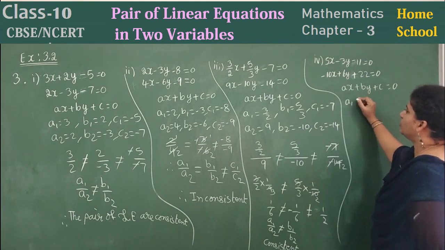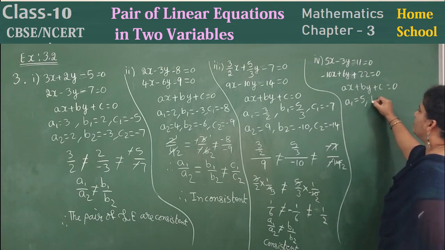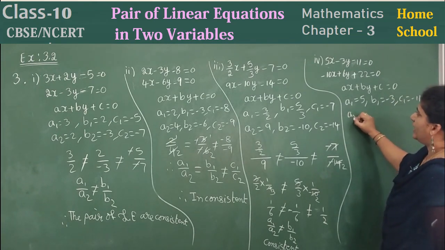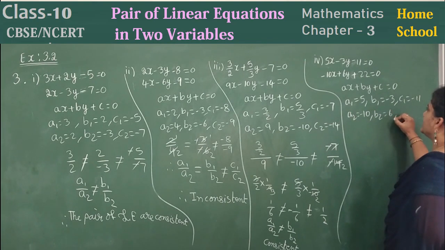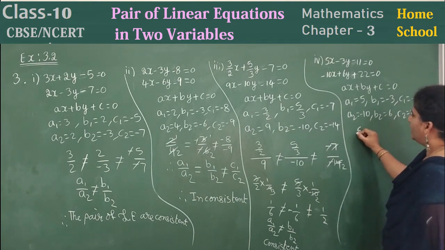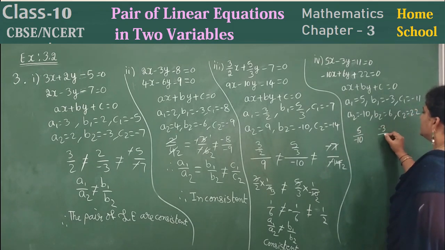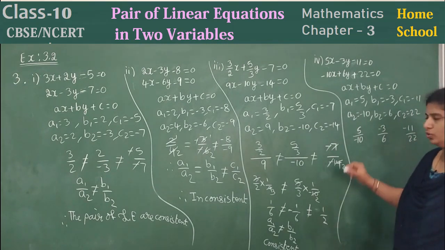a1 is equal to how much? 5. b1 is equal to minus 3. c1 is equal to minus 11. a2 is equal to minus 10. b2 is equal to 6. c2 is equal to 22. Now, write the ratios: 5 by minus 10, minus 3 by 6, minus 11 by 22.